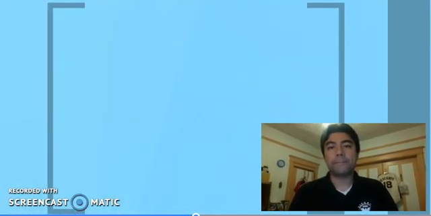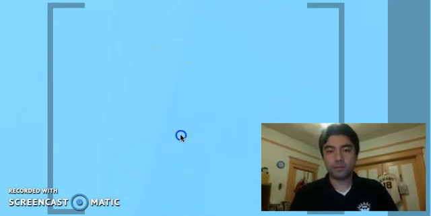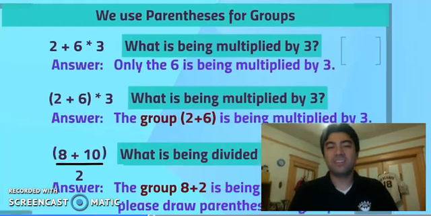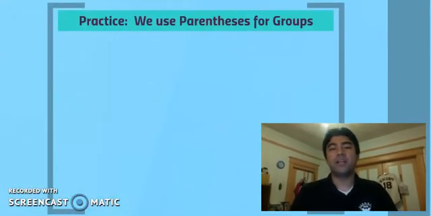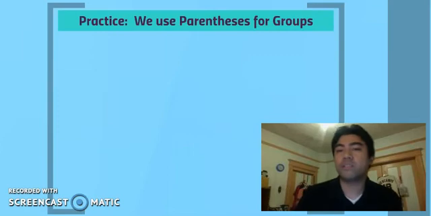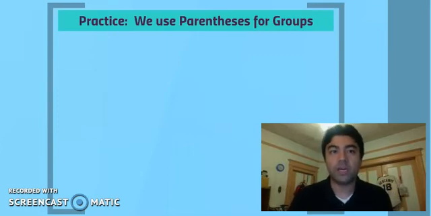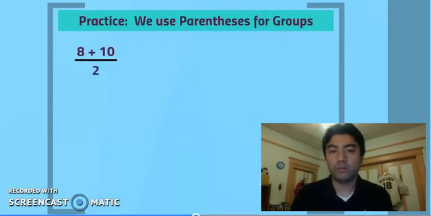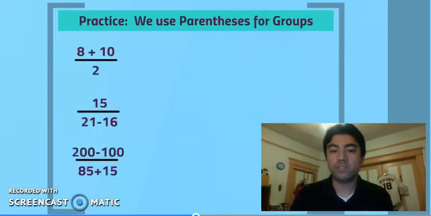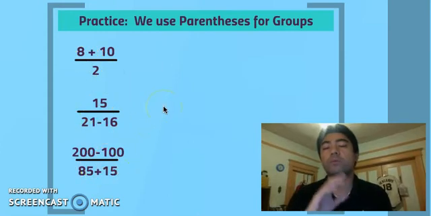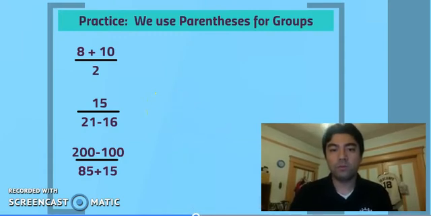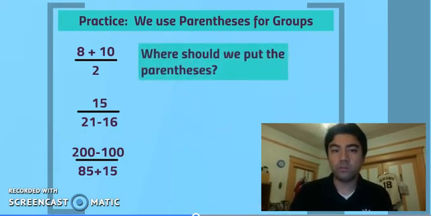Let's practice this now. Oops, sorry. Let's practice. Here we go. Alright, let's practice drawing parentheses for groups, okay? Meaning, every time you see a group in any of these expressions, I want you to draw parentheses so that you remember that we have a group, okay?